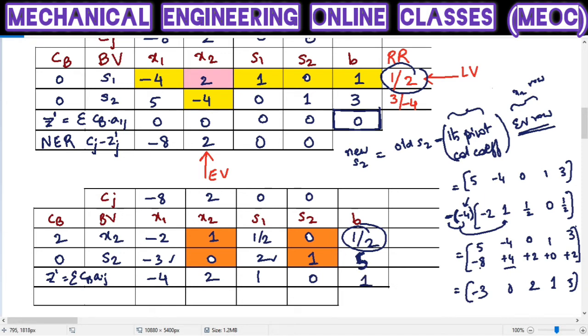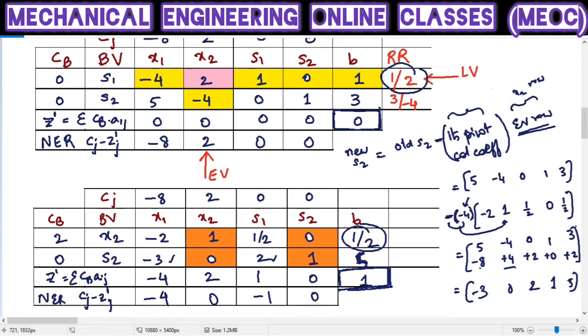So the value of z dash is improved. We got this as 1. Previously it was 0, and for a maximized problem it is improved to 1. Now let us see if this is the best solution. cj minus zj dash is minus 8 minus of minus 4, which is minus 4. 2 minus 2 is 0. This is minus 1. This is 0.